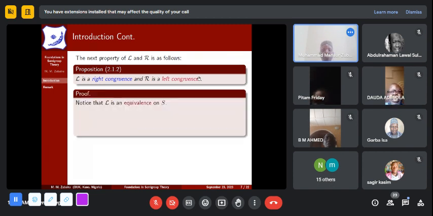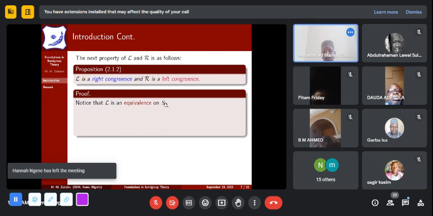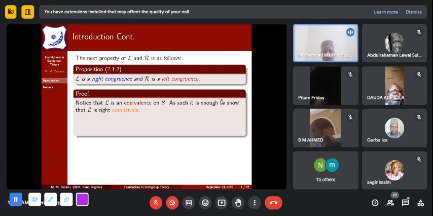We can demonstrate one, that is, to show that L is a right congruence, we need to notice that L is an equivalence on S. It's an equivalence relation on S. As such, it is enough to show that L is right compatible.